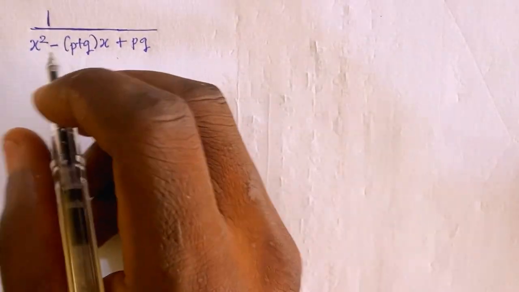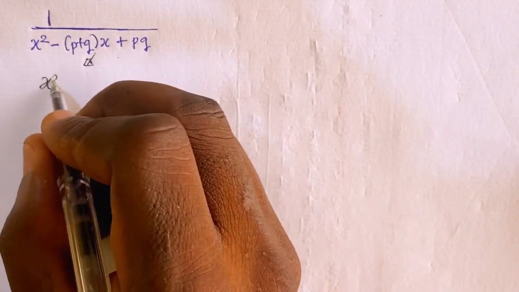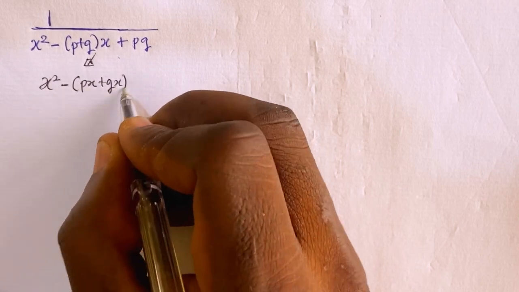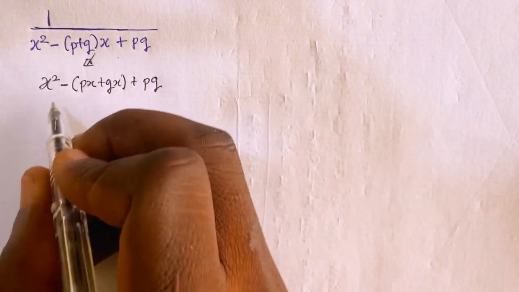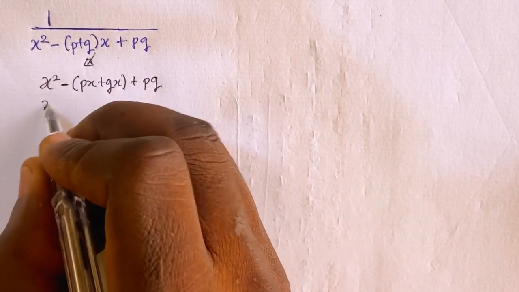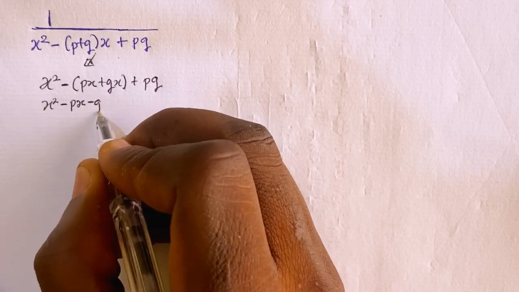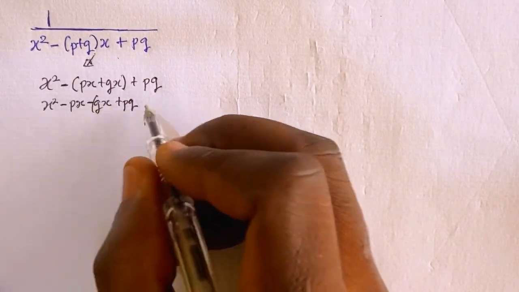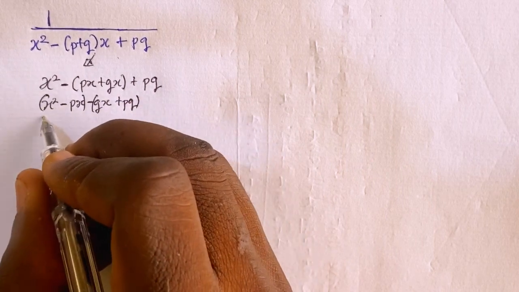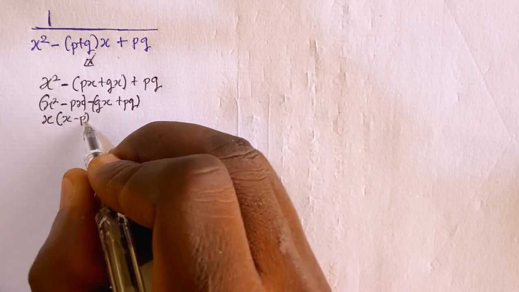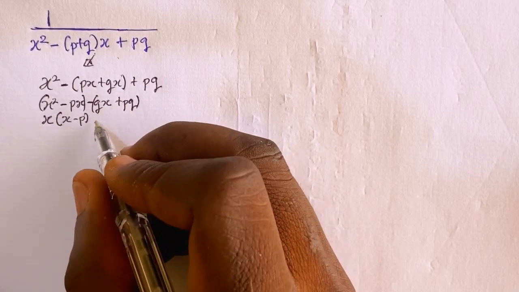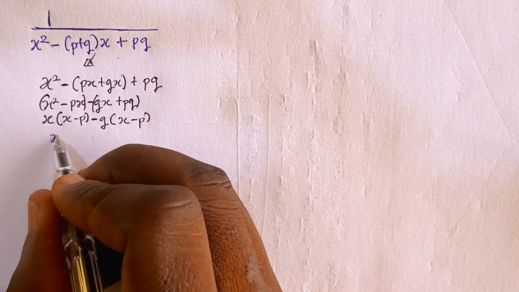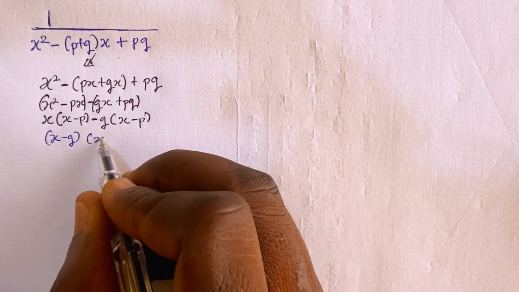Right? So now what I'm going to do is write the denominator as x squared, going ahead and using my x to open the brackets first. I'm going to have minus px minus qx plus pq. Then I'm going to use my negative to open the bracket. I'm having x squared minus px minus qx plus pq. Then I can collect the factors like this. Factorizing x, I'm going to have x into bracket x minus p. Then I can factorize minus q, because q is common here. Then I'll have minus q into bracket x minus p. So in this case, I'm going to have x minus q and also x minus p.